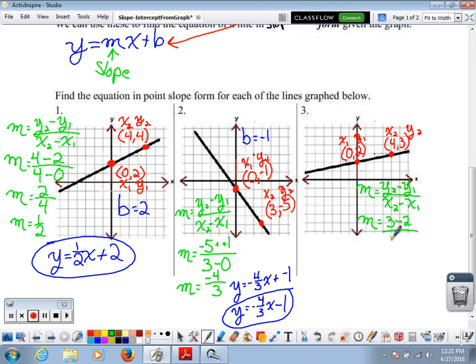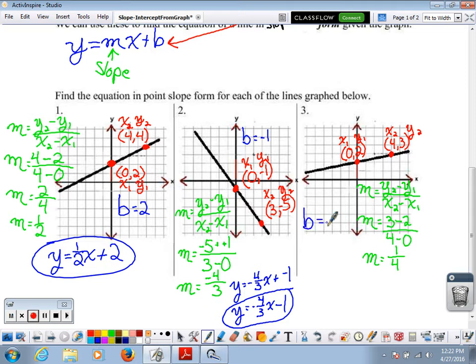Good. And what is 3 minus 2? Good. Very good. So the slope is 1/4. Okay, we sub 3 in place of Y2, 2 in place of Y1, 4 in place of X2, 0 in place of X1. We end up with 3 minus 2 over 4 minus 0 is 1 over 4, 1/4.